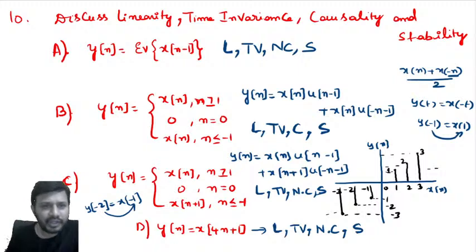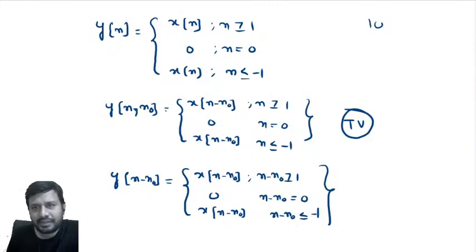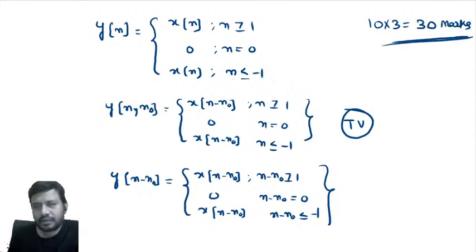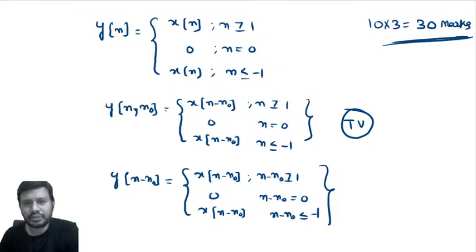So what I am doing is I am allocating 3 marks for each question, means what? 10 multiplied with 3 is 30 marks. Please tell me how many marks you got. Out of 30 marks, how many marks you got? 10 questions, each question carries 3 marks.